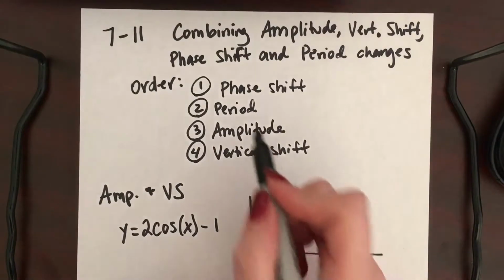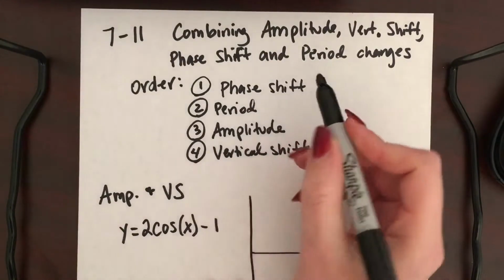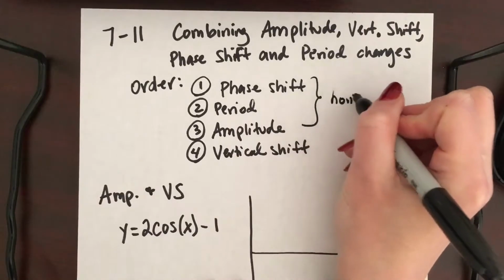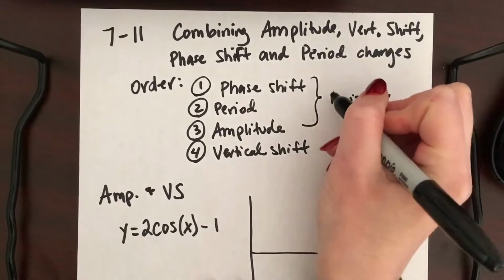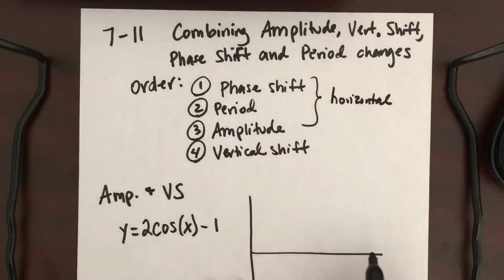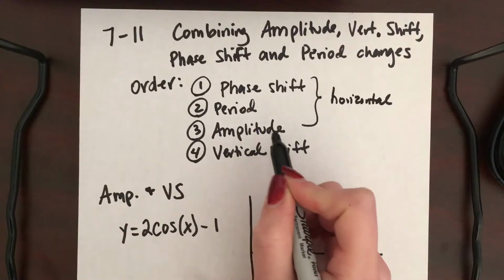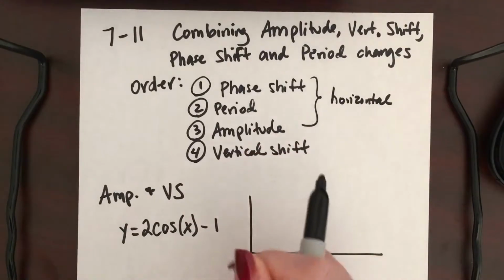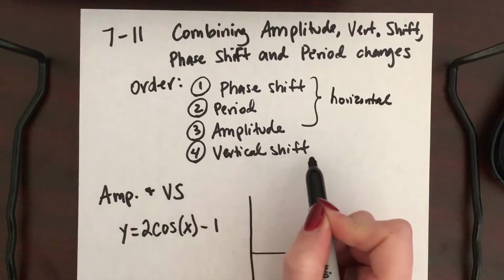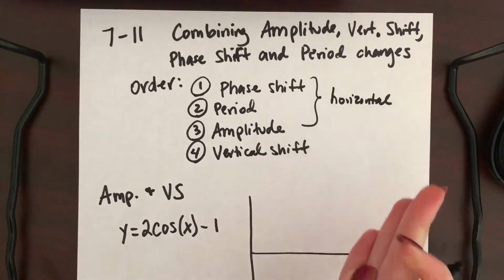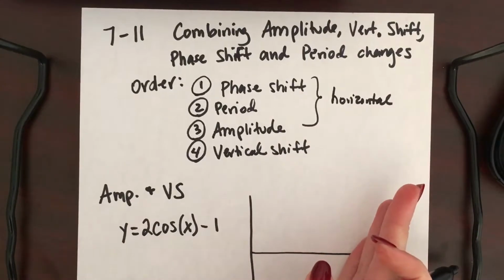So there is a certain order that we kind of need to deal with these things. We're going to do the phase shift and the period kind of can go together. Those are both horizontal things. And we're going to deal with that first, which kind of has to do with our labeling of the axes. And then we need to deal with amplitude, which kind of stretches things taller or reflects it. And then always the very last step is the vertical shift if there's something added or subtracted on the end, which will just move the whole graph up or the whole graph down.